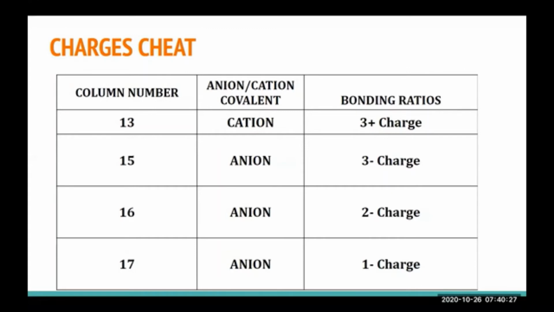Here's another important thing. Notice that there's no column 14. Column 14 kind of plays by its own rules. There's a few elements in column 14, like tin and I believe lead. Tin and lead, I was exactly right, act like transition metals. So you would have to use Roman numerals with them. Other than that, they do not form any cation or anion. They only form covalent bonds.